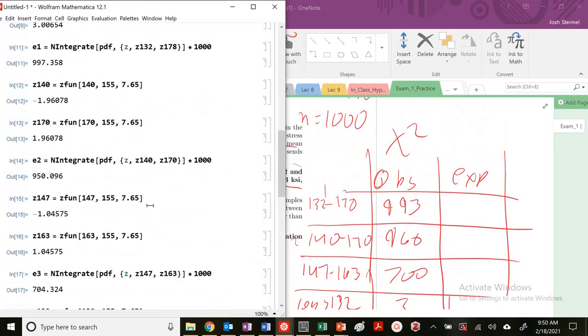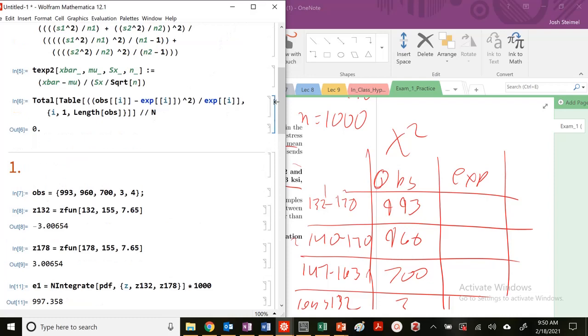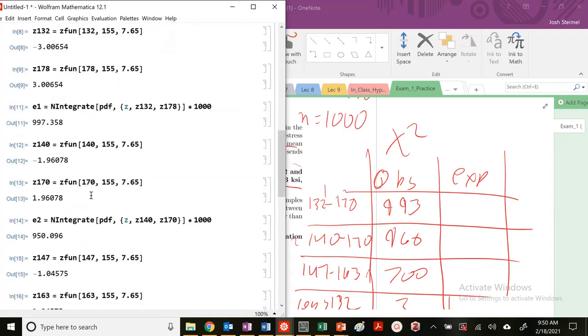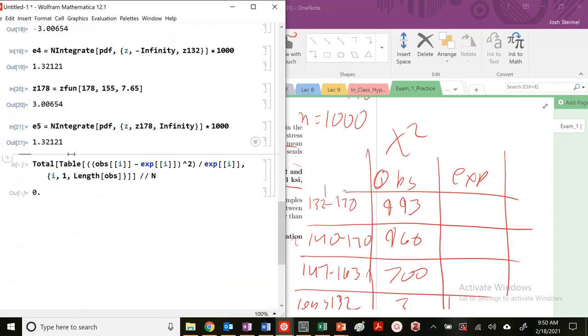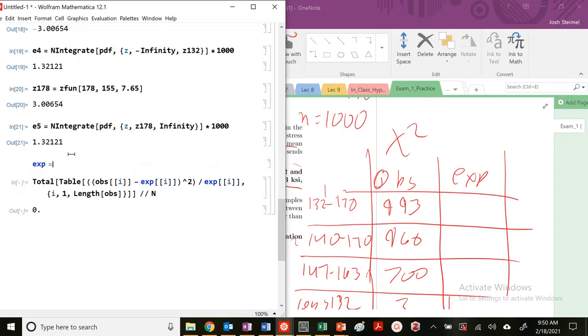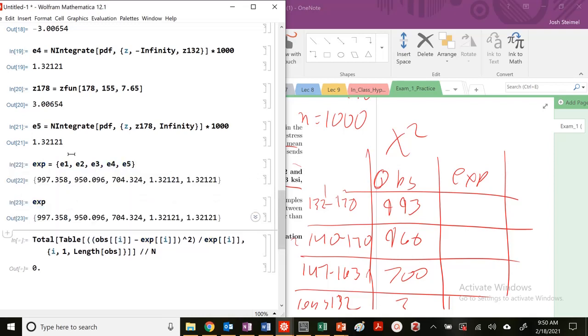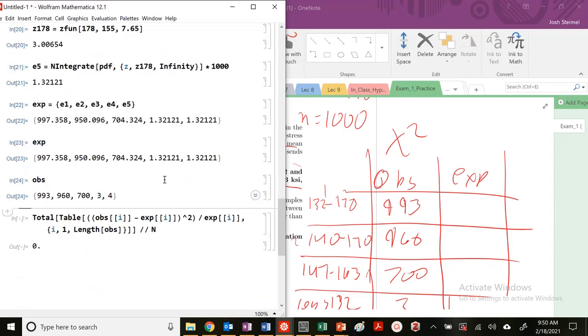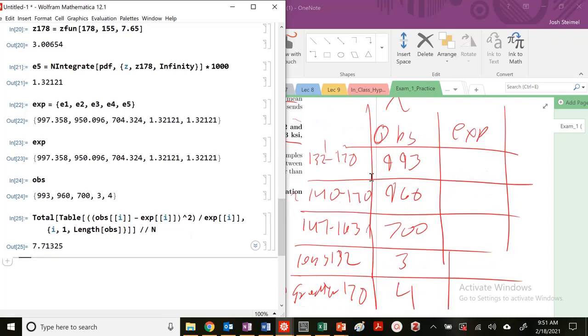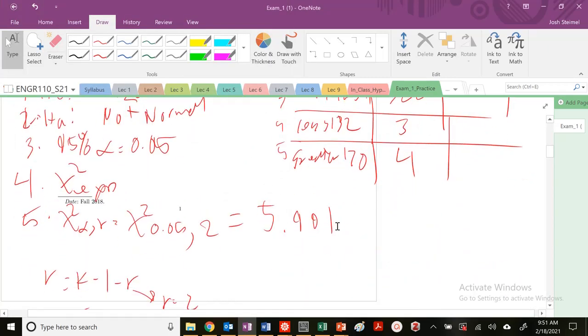Now I am just going to take my observed minus expected squared over expected. So I'm going to say that expected is equal to E1, E2, E3, E4, E5. You can look at my expected values and my observed values, and they look pretty similar. Let's calculate them out. 7.7315, so that's our chi-squared, approximately 7.7.